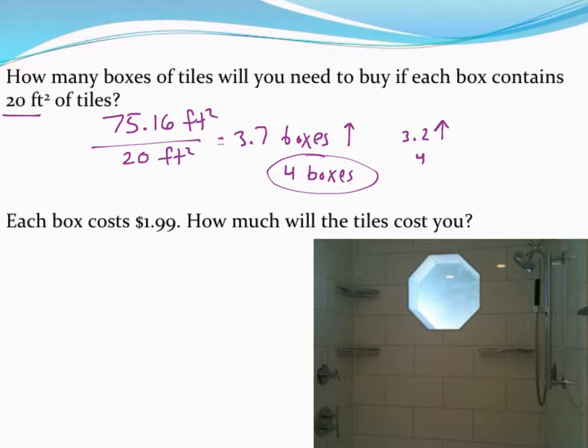So 4 boxes. And then one more step, they've asked us to find the cost. So if every box costs $1.99, we need 4 boxes. They're $1.99 a piece. The total to retile the world's creepiest shower is going to be, for tiles, $7.96.